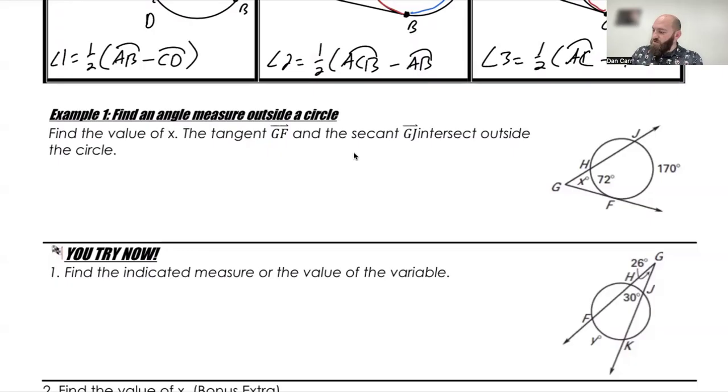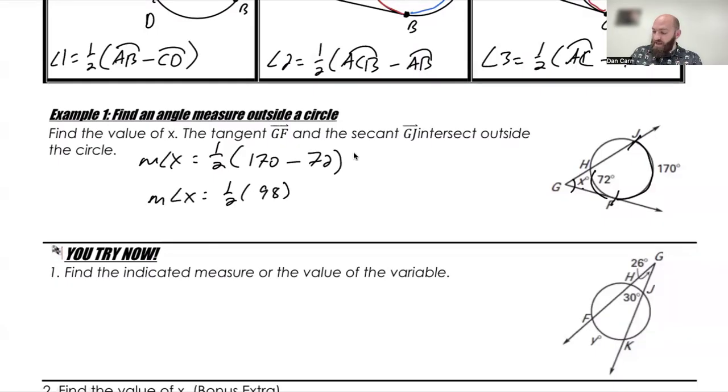So we have: find the value of x here. X is my angle on the outside. So we have 170 is this arc and 72 is that arc. So that means the measure of angle x is equal to 1/2 of 170 minus 72. So now it's just simple subtraction and multiplication. We're going to have 1/2 of, that'll be 98. So the measure of angle x is going to equal 49 degrees.